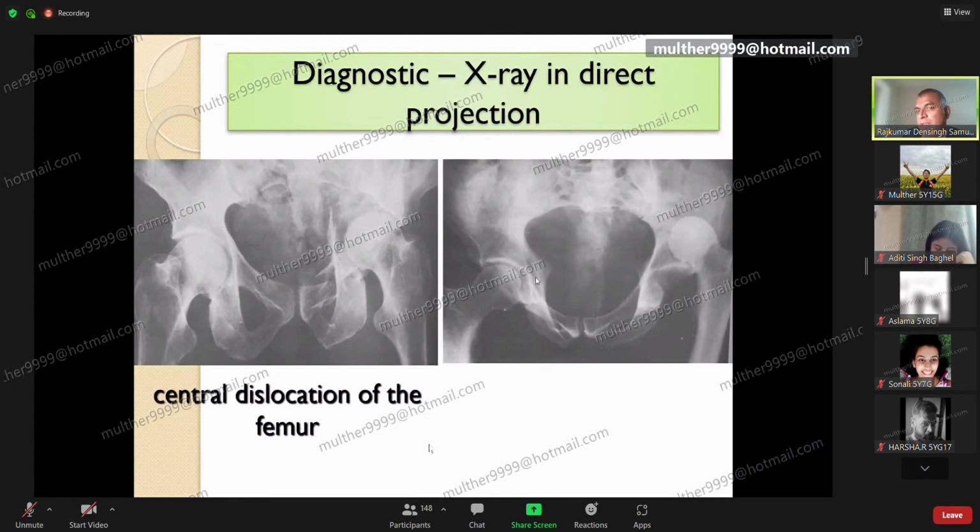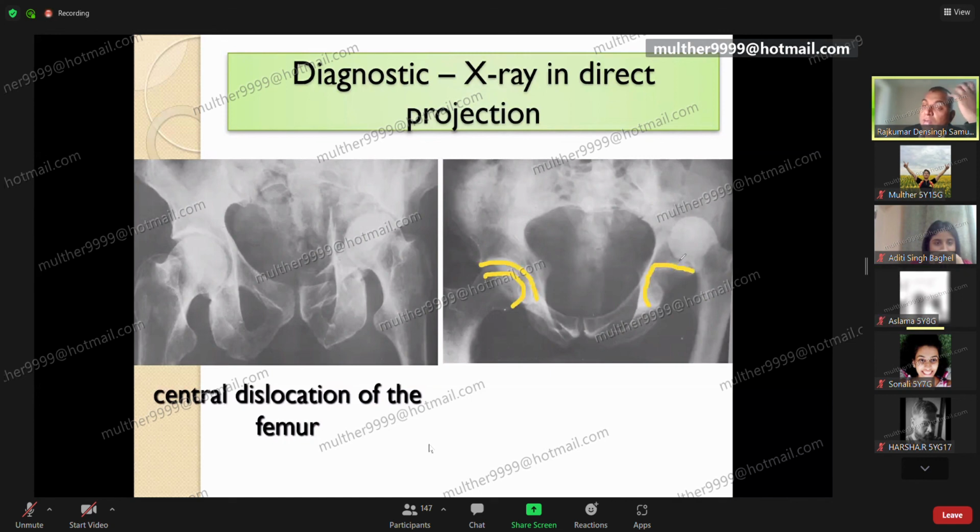So let's come to this hip joint. What pathology do we have in this joint? Is it normal or not normal? Not normal. See, this is the acetabulum. This is the head of the femur. So what happened over here? There is posterior superior dislocation.